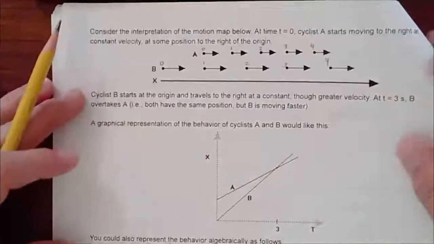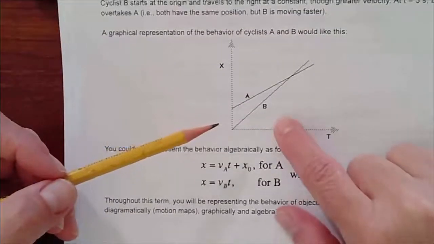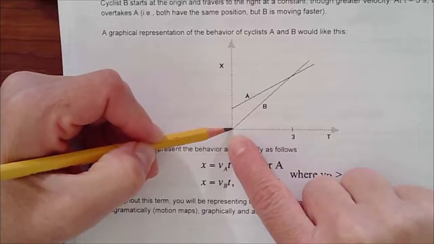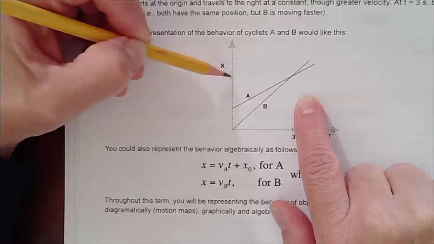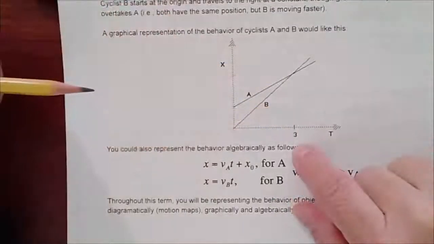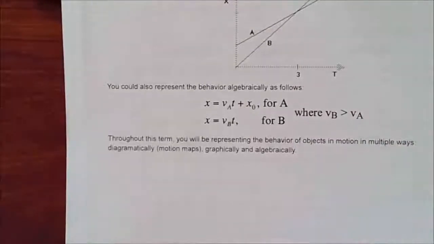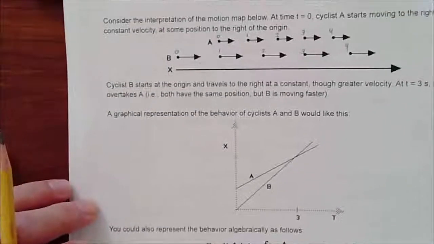We could also show that on a position time graph like so. Cyclist B starts behind cyclist A. Cyclist B gains a greater position than A at this moment in time. And then finally, we can show this as an equation too. This now means that you've got 3 representations of the exact same motion.